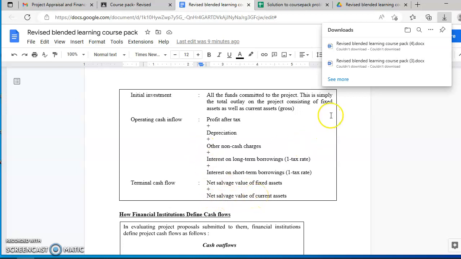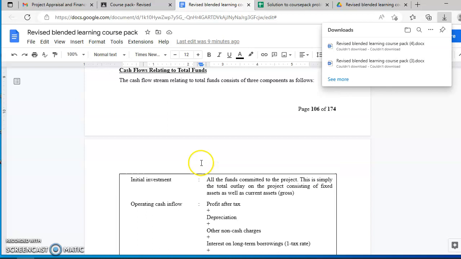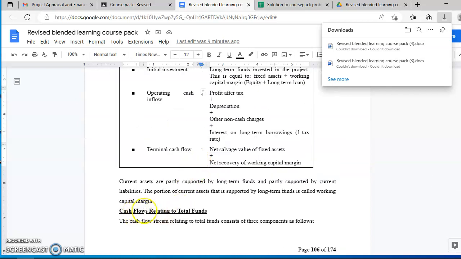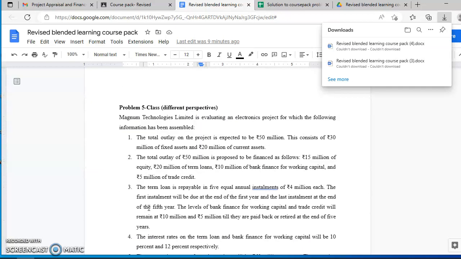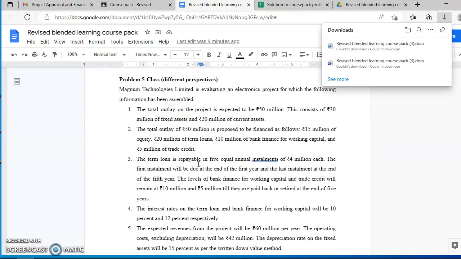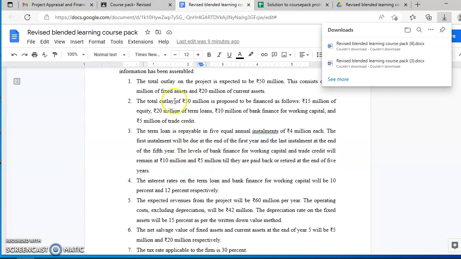You have to just understand this one portion of it to know the meaning of cash flows. Okay, this is the first important step. Now, keeping this in mind, let's go to a question. I've taken up a question. Magnum Technologies Limited is evaluating an electronic project for which the following information has been assembled. I've already shown in the classroom how the facts of the case will have to be written, so I will not be able to show that in the video now. However, considering the request, let me show you how it is taken.